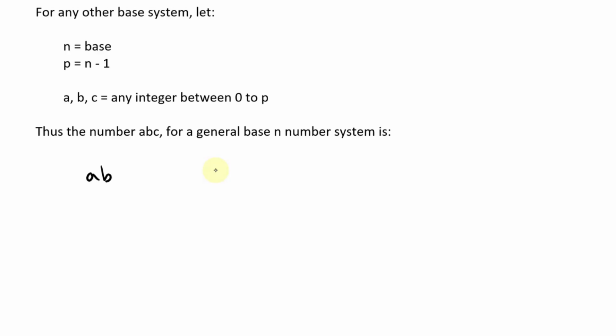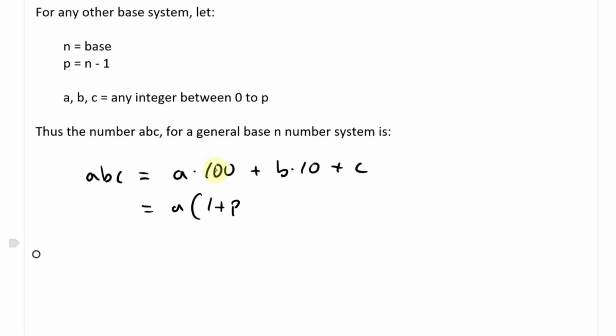So we have A, B, C. This equals A times 100, plus B times 10, plus C. Because remember, the 10s depend on the number system, so those are just placeholders. This just equals A times (1 plus P), and then plus B times (1 plus P).